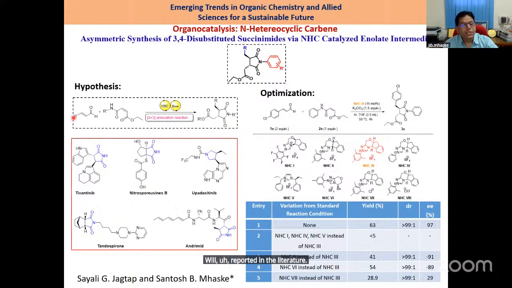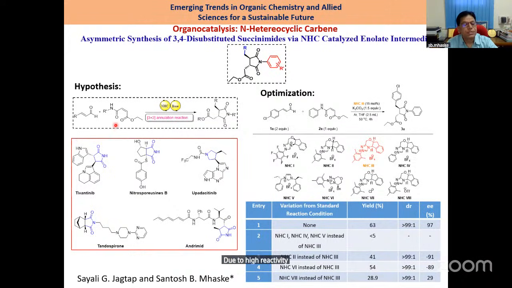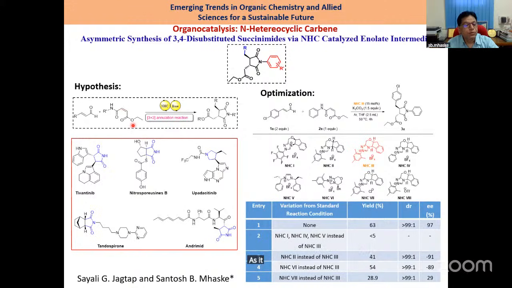So we hypothesize that we can take an alpha beta unsaturated aldehyde, and due to the high reactivity of this cis alkene, this amide, it will probably react through the alpha carbon. That means an enolate will be generated with this NHC, and it can then Michael add at this carbon, which is more electrophilic as it is beta to the ester, and it should give the desired target.